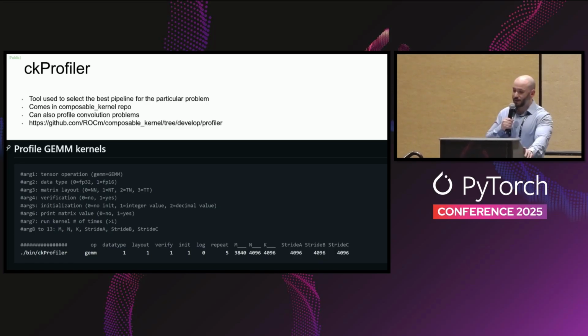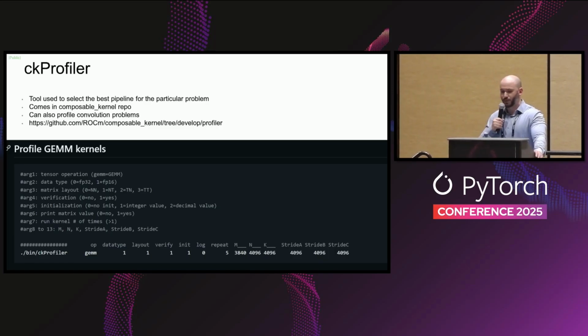CK Profiler is a utility that comes for free in the CK repo that you can build and use to select the best pipeline for your specific problem. Running this will output the pipeline you want to use, which version of said pipeline, as well as other tiling template parameters that best fit your needs.